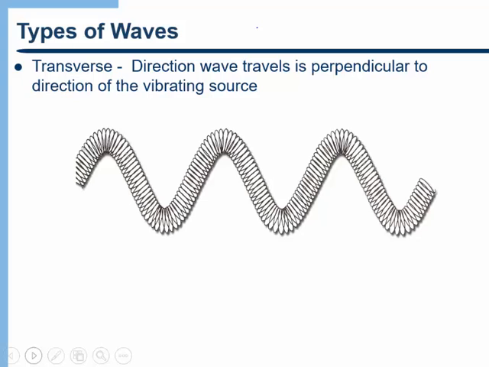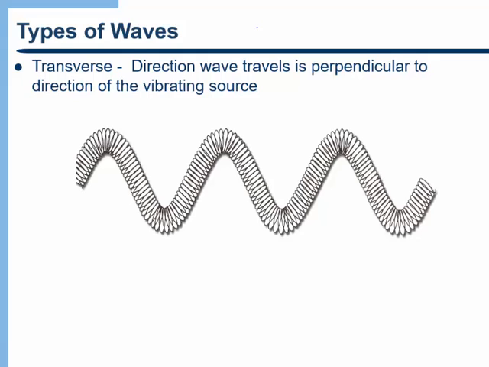Let's talk about the types of waves. There are actually two types, transverse and longitudinal. Let's start out by talking about what is a transverse wave. On the slide, I tell you the direction the wave travels. The direction the wave travels is perpendicular to the direction of the vibrating source. Here's what I mean by that.